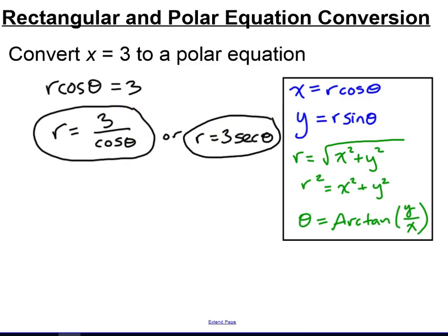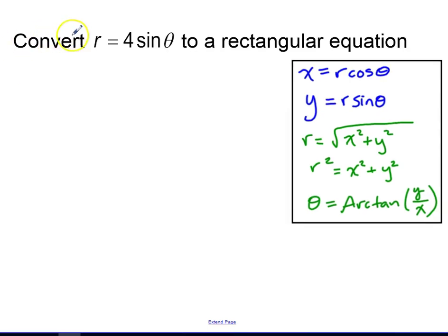The second equation we're going to convert is this. We're going to convert a polar equation, r equals 4 times the sine of theta, into rectangular form. So take a moment to write that down. Okay, hopefully you did so. And again, we have the same set of tools available to us.